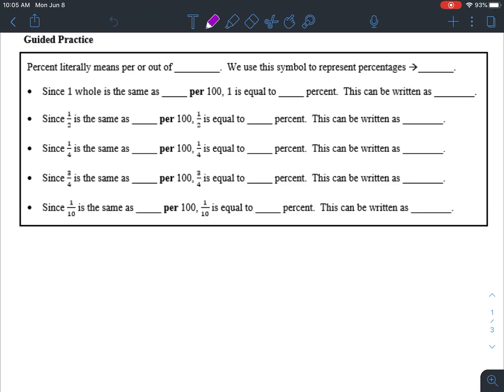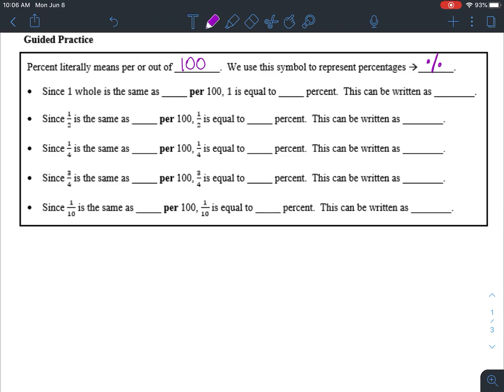Percent literally means out of 100. So when we're thinking about percent, it's anything out of 100. And the symbol that we can use to represent percentages is a percent sign, which most of you should be familiar with because you've seen it on your grading.